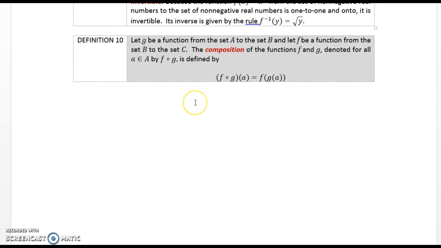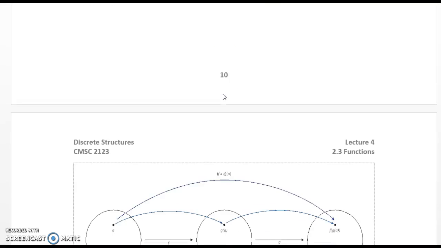Definition 10. Let g be the function from the set A to the set B, and let f be the function from the set B to the set C. The composition of the functions f and g, denoted for all elements a that are elements of the set A by f composition g, is defined by (f ∘ g)(a) = f(g(a)).